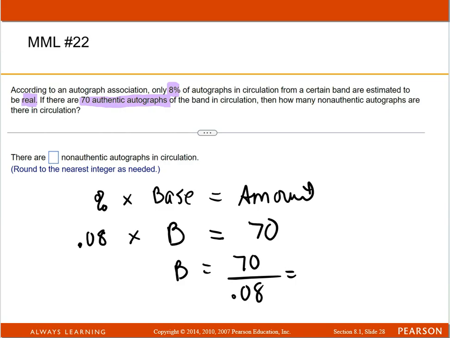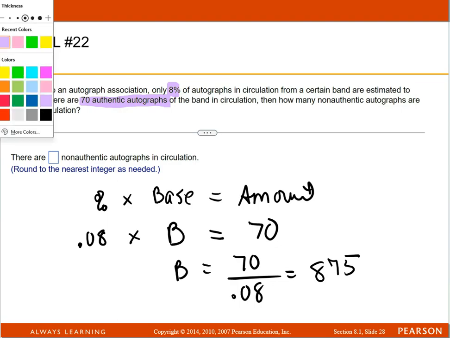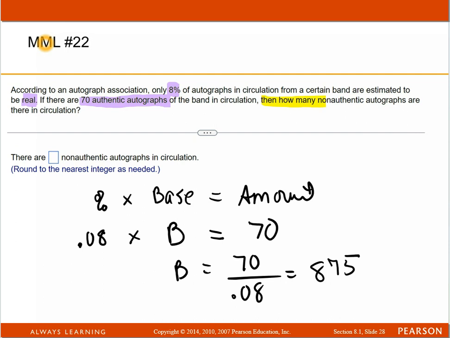Okay, so I'm going to take my calculator and I'm going to take 70, divide it by 0.08, and that tells me that there's 875 in circulation. That's what's in circulation. Their question, though, was how many non-authentic autographs are there in circulation?